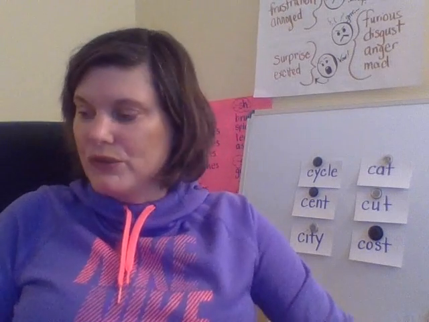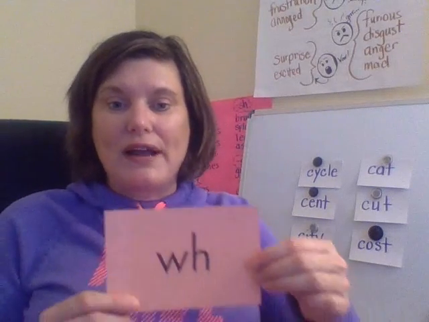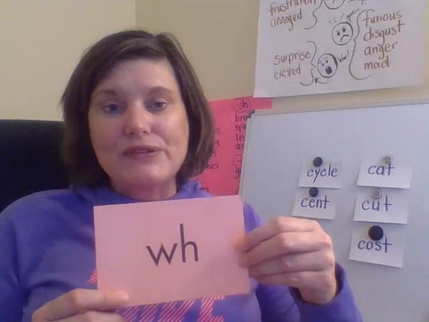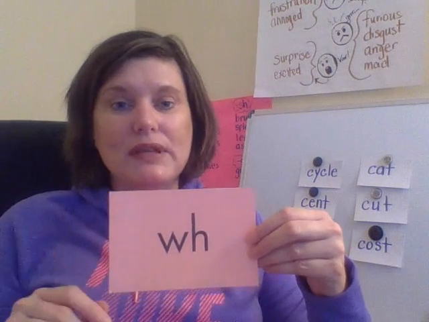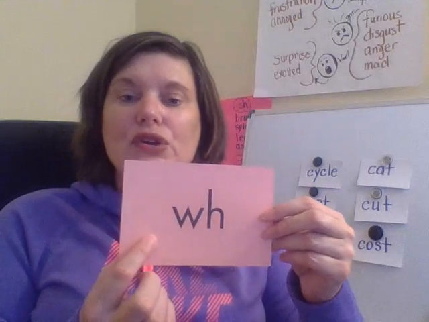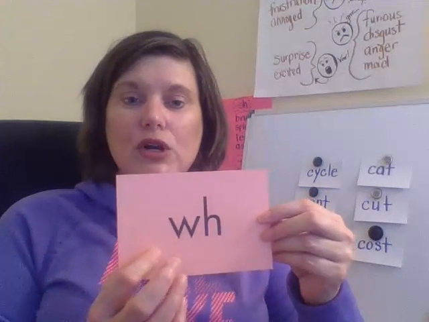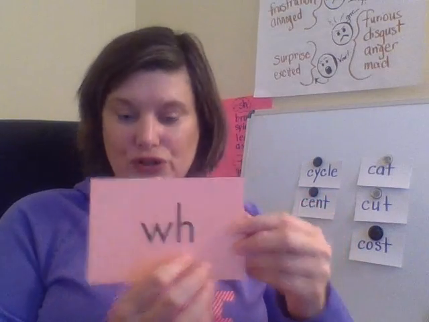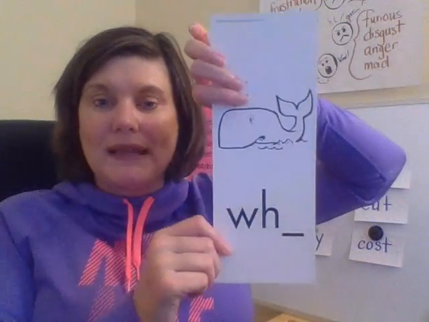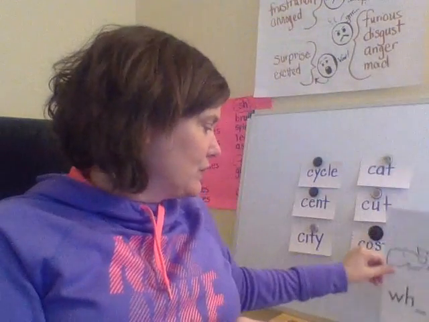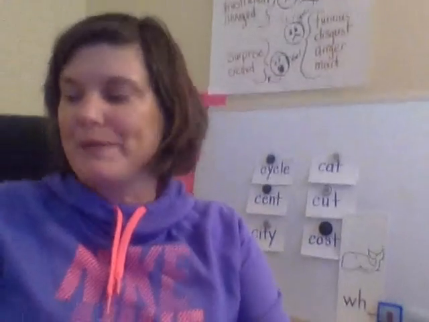All right, let's review one of our digraphs. Remember, digraphs are when you have 2 or more letters that make one sound. So this says W, together, W. Your turn. Good. Like the wheezing whale. So we'll just put this right there so that you can refer to it.